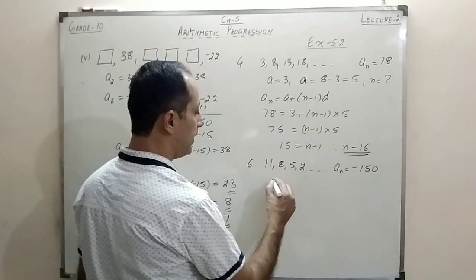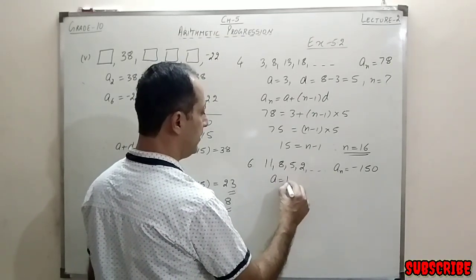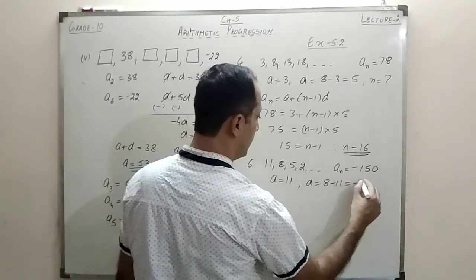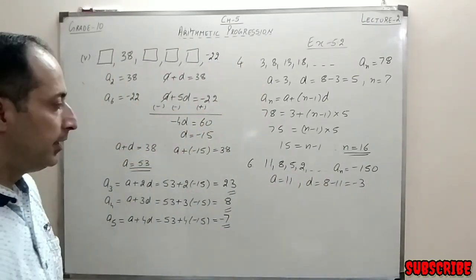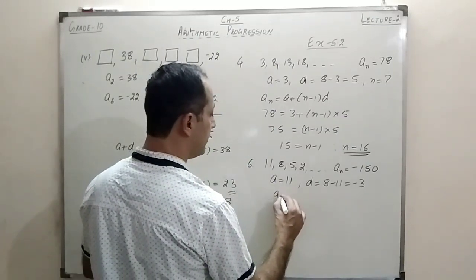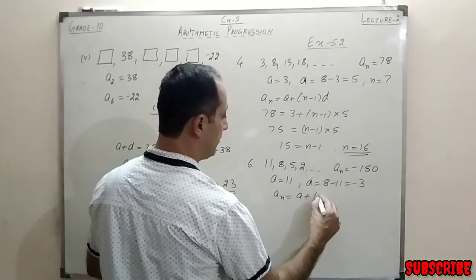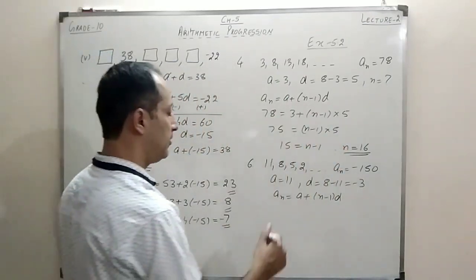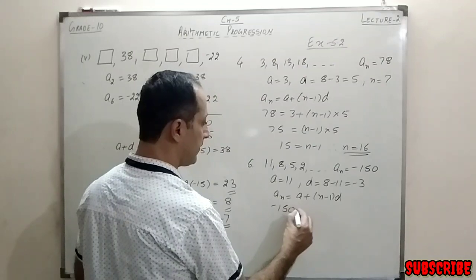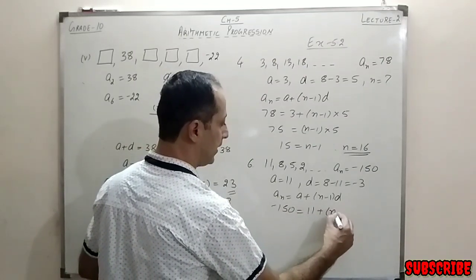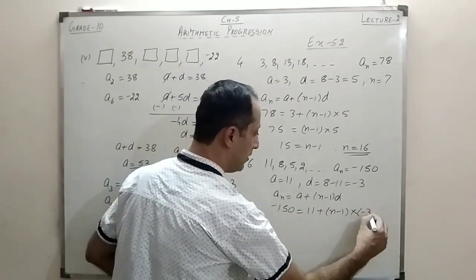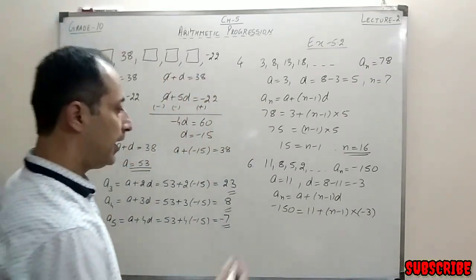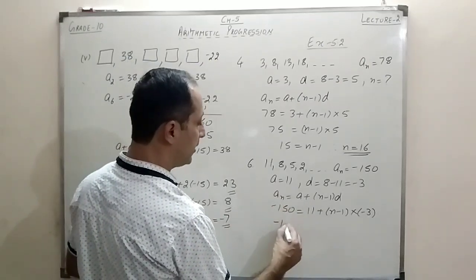So what is given to me? I can find the first term a is 11. I can find d equals 8 minus 11, that is minus 3. So now an is a plus n minus 1 into d. This is the same relation we are using. So minus 150 equals 11 plus n minus 1 into minus 3. Be very careful because negative numbers go in brackets. I take this 11 on this side, it becomes minus 161.